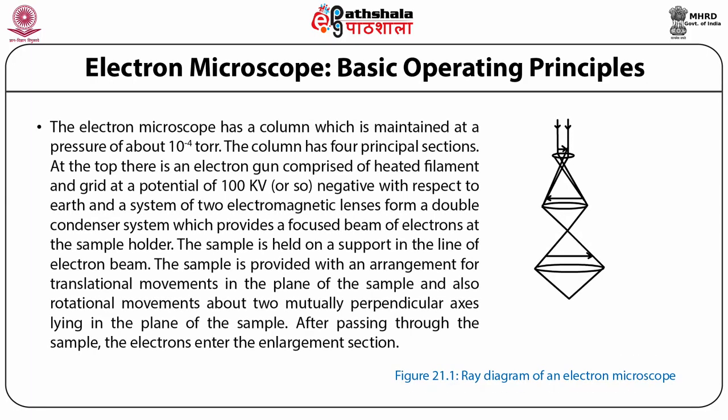The electron microscope has a column which is maintained at a pressure of about 10 raised to the power minus 4 torr. The column has four principal sections. At the top, there is an electron gun comprised of a heated element and grid at a potential of 100 kV or so negative with respect to Earth, and a system of two electromagnetic lenses form a double condenser system which provides a focused beam of electrons at the sample holder. The sample is held on a support in the line of the electron beam.